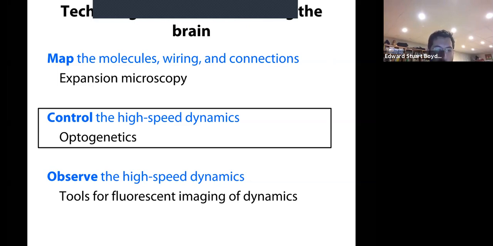In optogenetics, we control high-speed dynamics of cells and tissues. Our initial focus was on the electrical signals of neurons. Neurons compute using electrical signals, amongst other signals. We started this project, Carl Deisseroth and I, when we were both students at Stanford many years ago. We wanted to find a way to control the high-speed electrical signals that are very prominent in neurons.